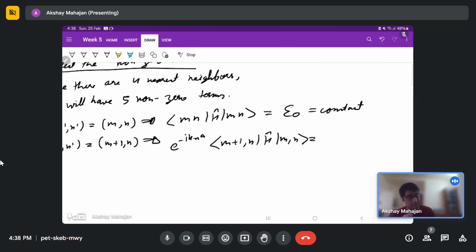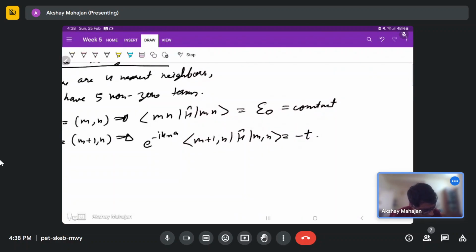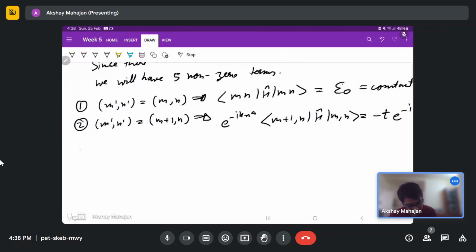And this will be our hopping term, and the hopping integral we have considered to be minus t, so it will be just equal to minus t e to the power minus iota kx of a. Since this is a square lattice, we are just considering all the hopping terms to be the same.